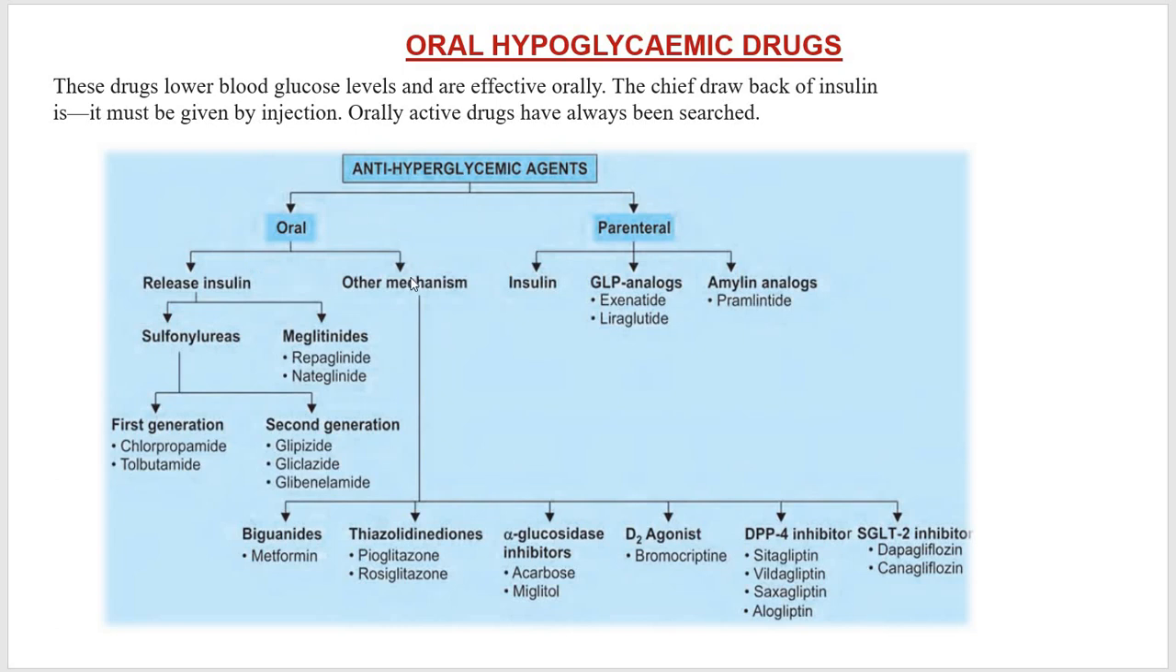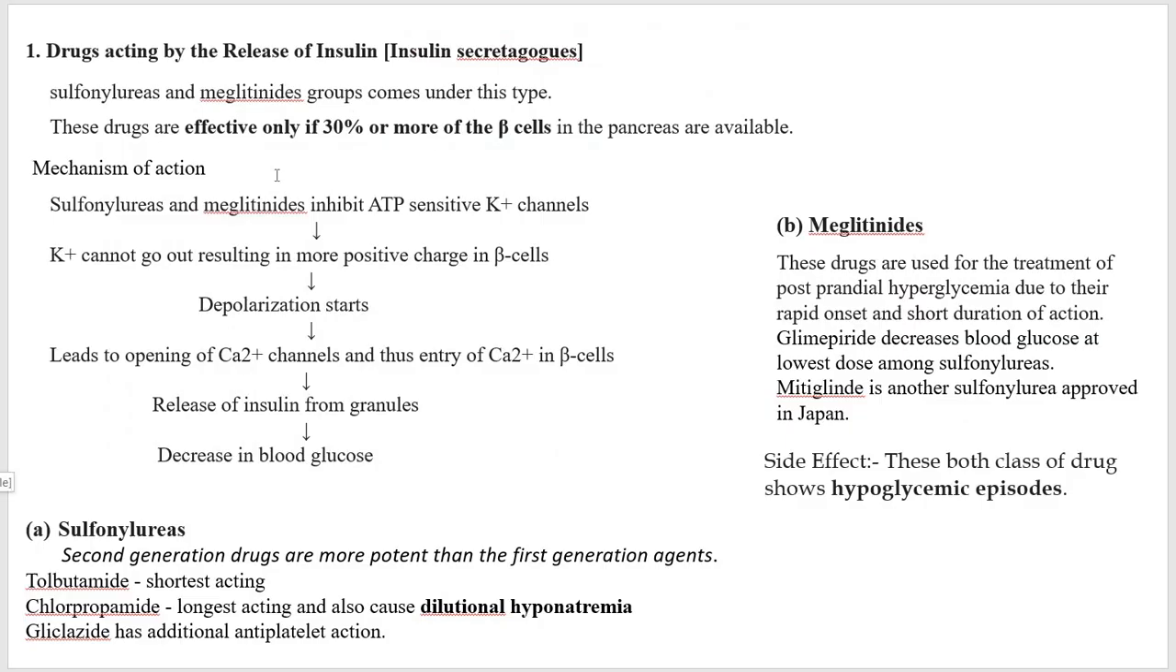In the other mechanism class there are different types of drugs like biguanides, thiazolidinediones, alpha glucosidase inhibitors, D2 agonists, DPP4 inhibitors, then SGLT2 inhibitors, which we'll discuss in succeeding slides. So the first class is drugs acting by releasing insulin, and the main classes are sulfonylureas and meglitinides.